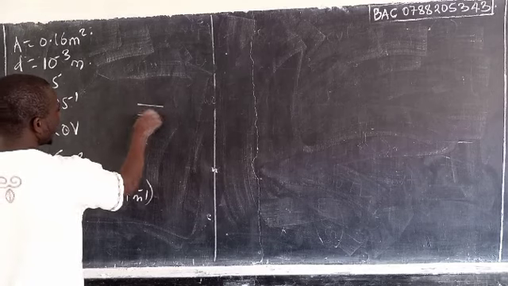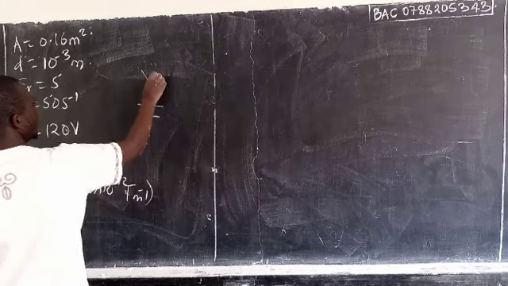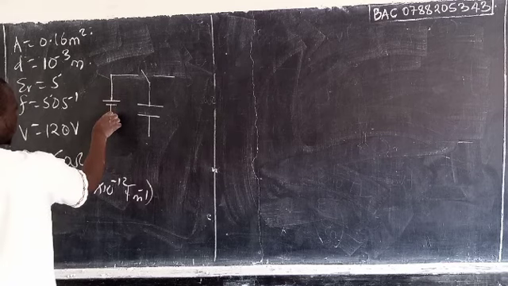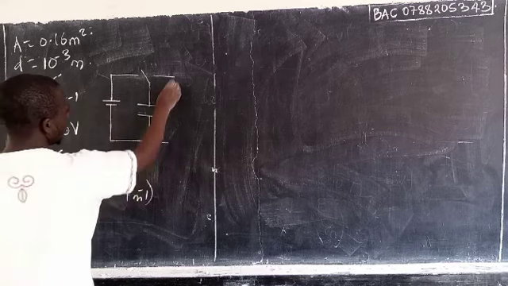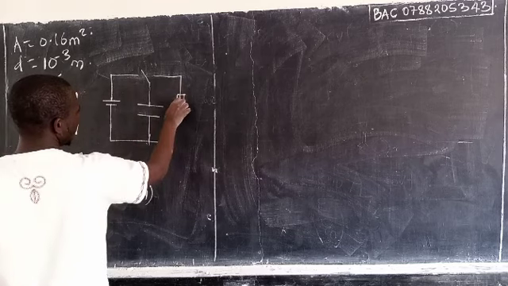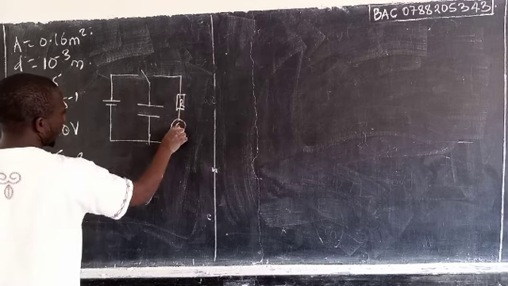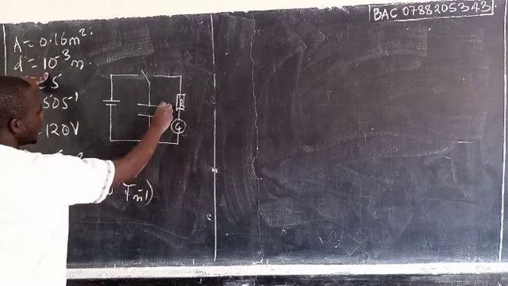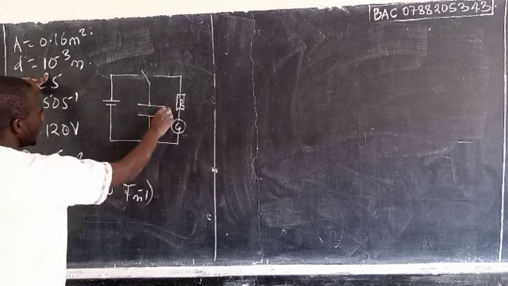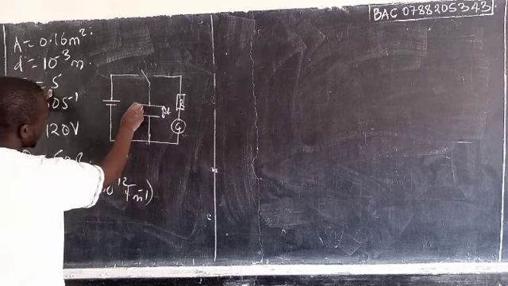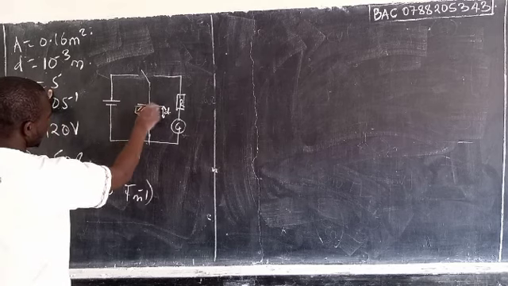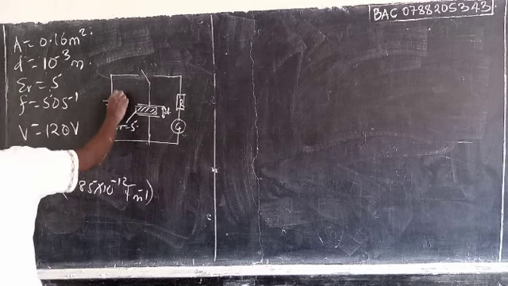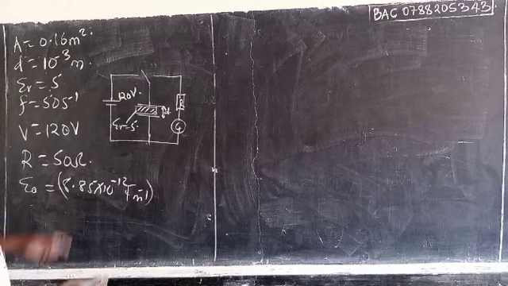We have a capacitor which is being charged. We have the V source, then we have a resistor here, and then we have a galvanometer here that records. So we are told that the area is this. The distance between the capacitor plates is given, that D. Then they say they have placed a dielectric here of constant 5. This is 120 volts and so on.